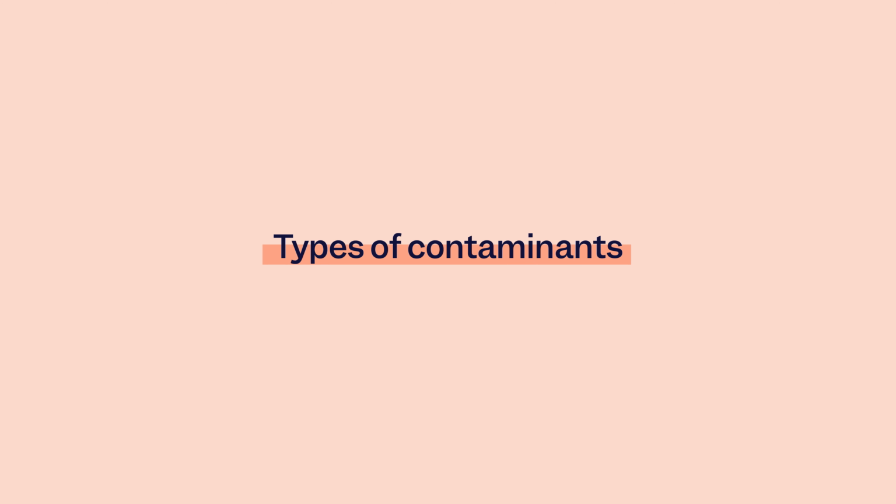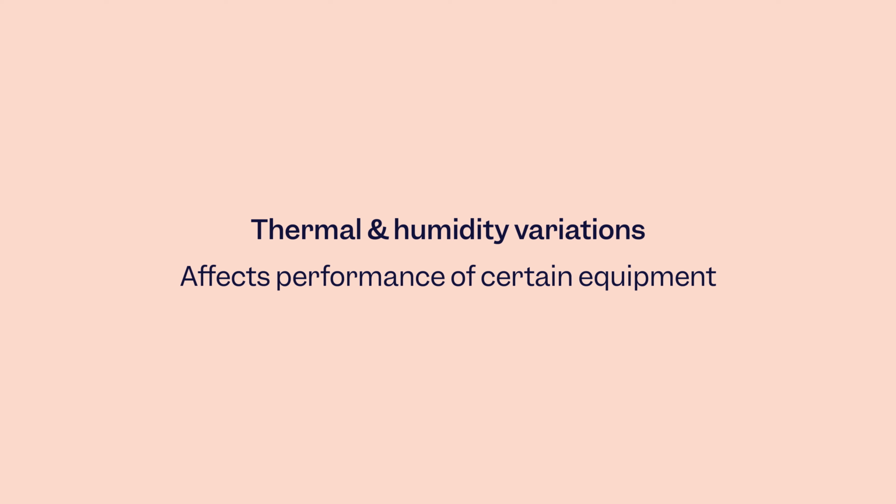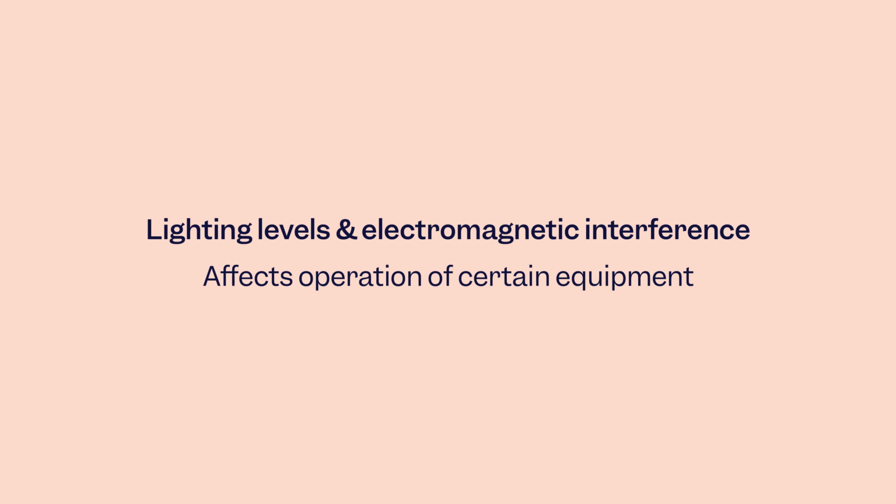There are other factors that can affect the operation and performance of some equipment and may generate other potential contaminants. Thermal and humidity variations can affect the performance of certain equipment and the stability of certain products. They are typically measured in terms of degrees Celsius or relative humidity.